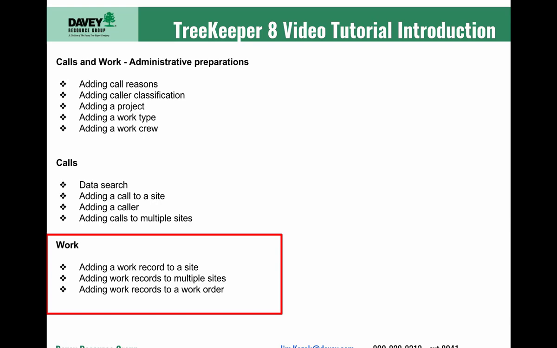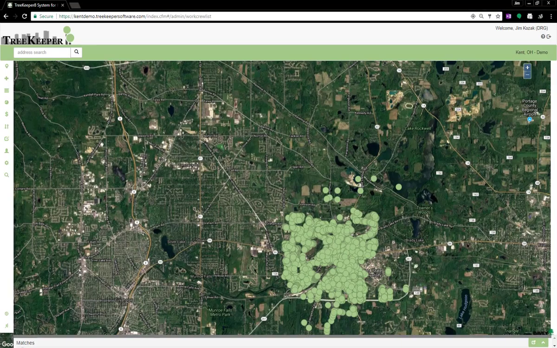On this installment of the TreeKeeper 8 video tutorial series, we're going to continue our work with calls and work. And in this section, we're going to add a work record to a site, add work records to multiple sites, and add work records to a work order. We've already taken care of the preparations in the Administration Center, and so now we should be all set for setting up work records. So let's go ahead and get started.